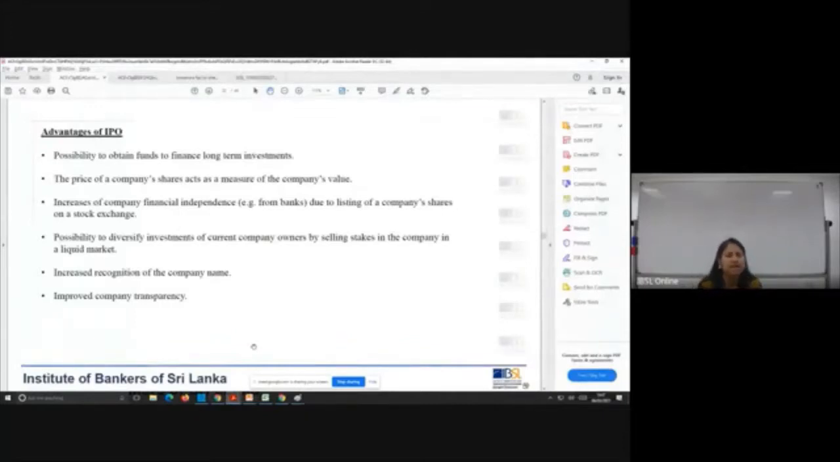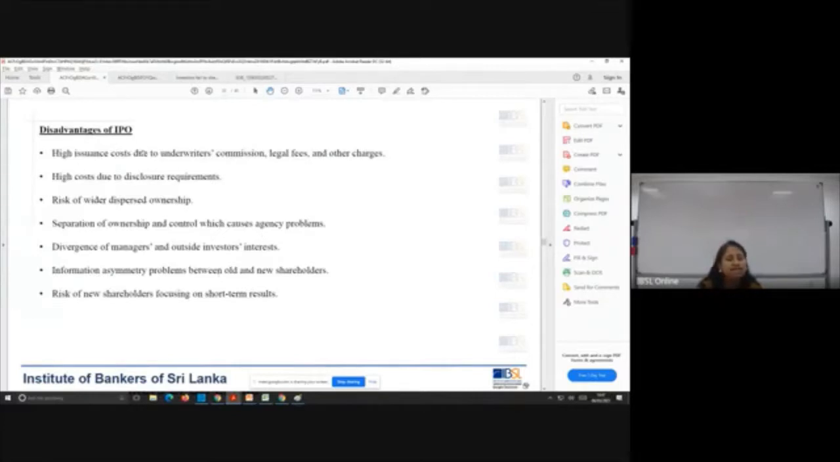So due to these advantages, the company can approach a public offering, which can be an offer for sale or it can be an offer for subscription. What are the disadvantages of an IPO? Known to you definitely. It has a higher cost. Why? You're going for a public offering. Prospectus charges, underwriter charges, legal charges, analyst charges, a lot of issue related costs.